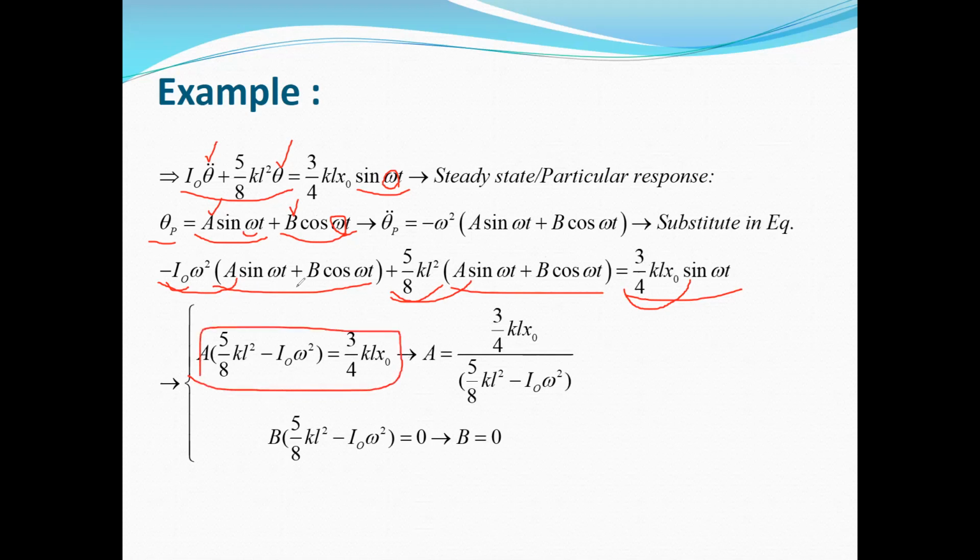The second equation is the coefficient of cosine, which is B times minus I_O omega squared. We have another cosine term here, B times 5 K L squared divided by 8. It must be equal to the cosine coefficient in the right hand side, which is again 0. So this is the second equation. From the first equation, we can find A, and from the second equation, we conclude that B is equal to 0.